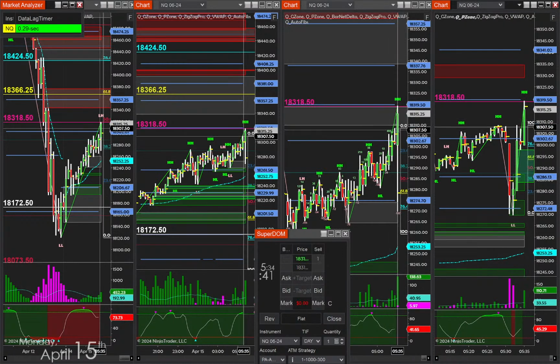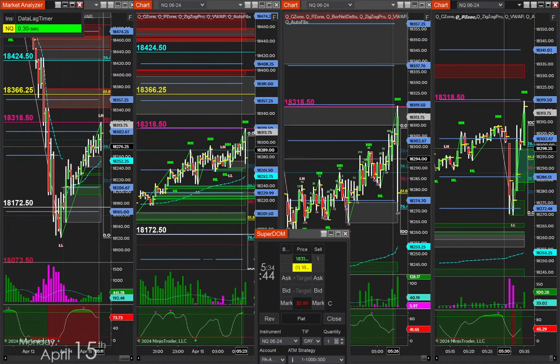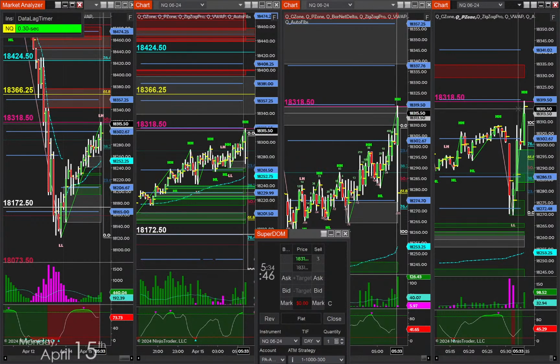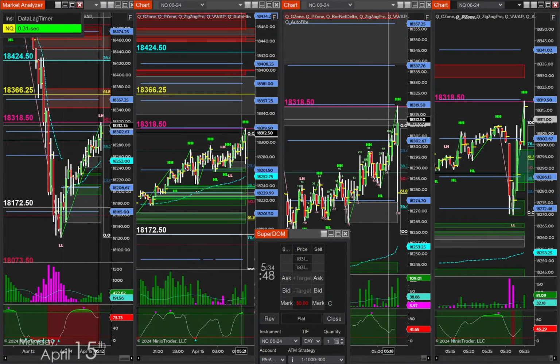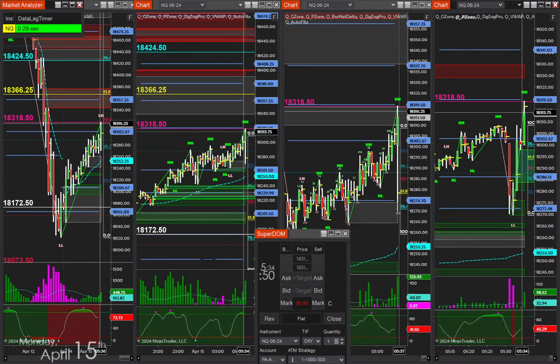Watch the 5 minute and the 1 minute, right? So you see a fib right here. You got a fib right here. As soon as this 1 minute bar closes, it's going to redraw this. As soon as the 5 minute bar closes, it will redraw this fib.